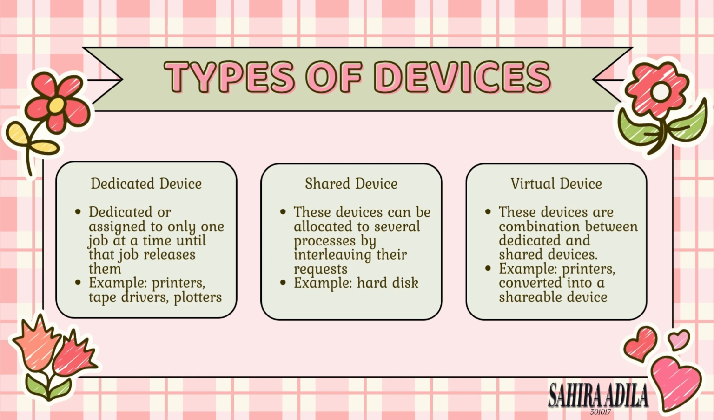The second one is shared device. These devices can be allocated to several processes by interleaving their requests, such as hard disks. The last one is virtual device. These devices are a combination of dedicated and shared devices. An example of a virtual device is a printer that is converted into a shareable device.